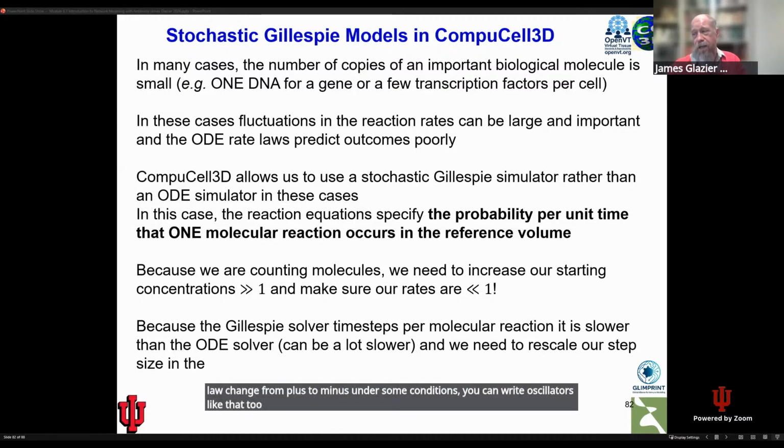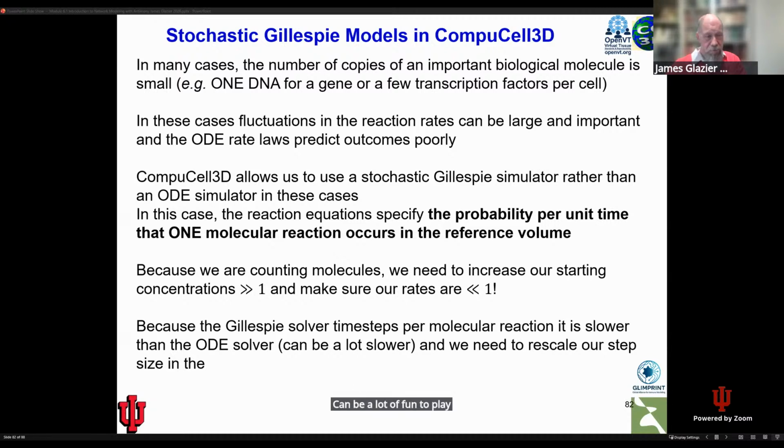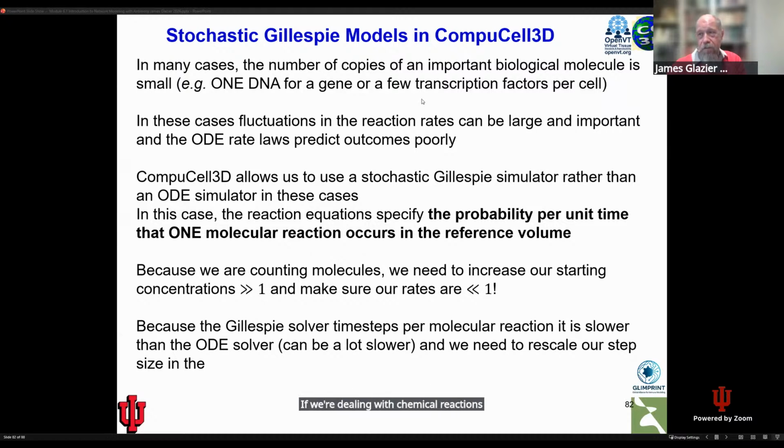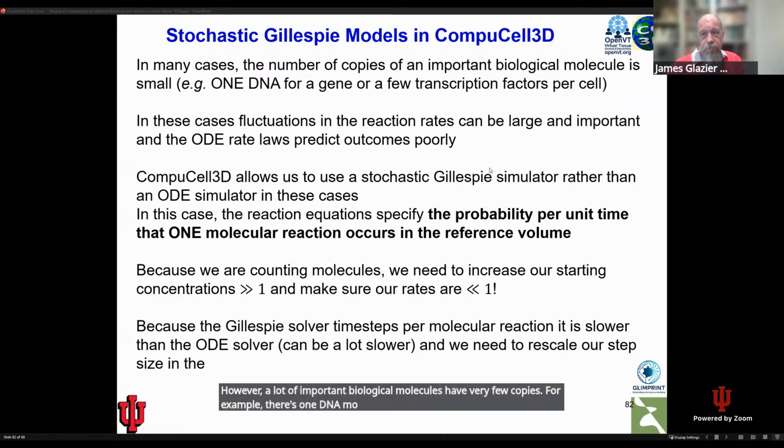Great. So the last thing I wanted to talk about today, and I think we'll have just a minute or two to do this one, is stochastic models. If we're dealing with chemical reactions where we have lots of the molecules, then treating them as continuum is a reasonable approximation. However, a lot of important biological molecules have very few copies. For example, there's one DNA molecule for a gene, or a few transcription factors. In that case, fluctuations could be very large, and the ODE rate laws could predict the results rather poorly.